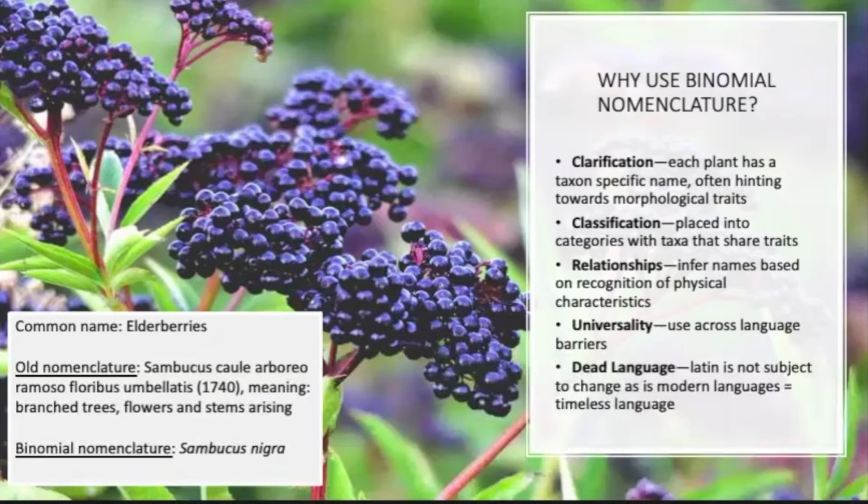It's also placed into categories that share those same traits, as well as giving us insight to relationships that infer names based on recognition of their physical characteristics. And again, touching on the fact that this is a universal way to classify organisms. I think of math as kind of like, it doesn't change across languages, right? It's math. But we can also think of scientific names and binomial nomenclature as something that's universal, and it won't change because we're using Latin.